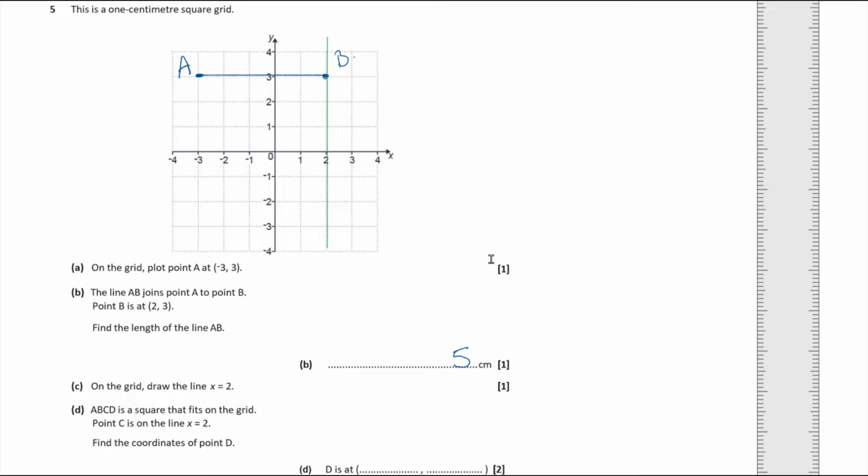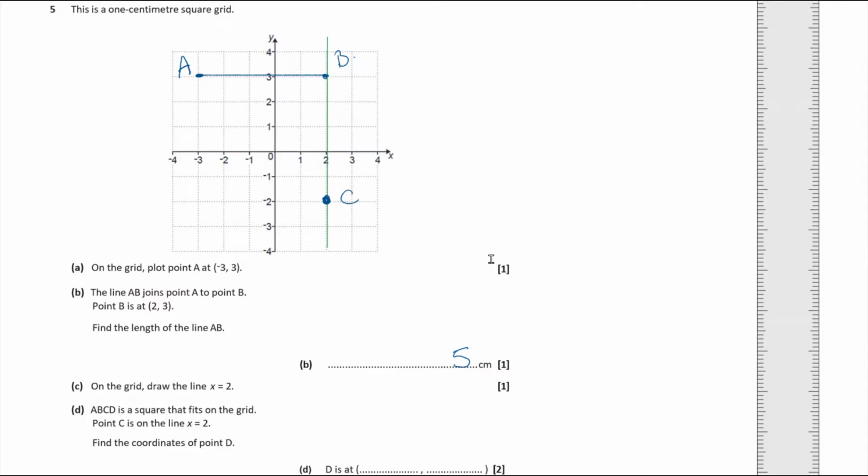And then ABCD is a square that fits on the grid. Point C is on the line x equals 2. Find the coordinates of the point D. Okay. Well, if it's a square, all the sides are the same. So the side AB we already saw was 5 units. So down from B down to C, that's also going to be 5 units. So counting down 5, 1, 2, 3, 4, 5 is taking us to that point there, isn't it? So that's going to be my point C down there. Okay, so let's label that C.